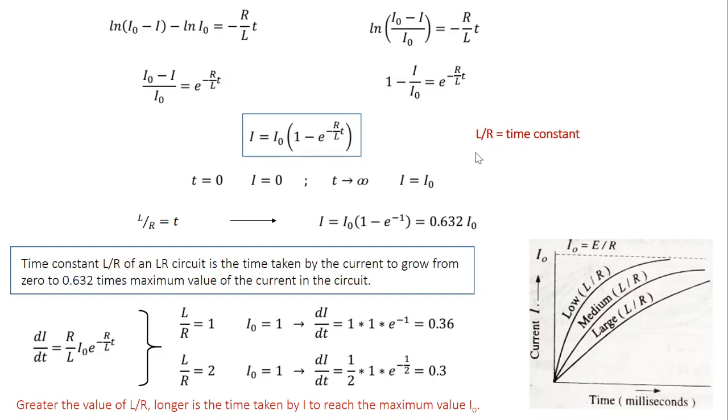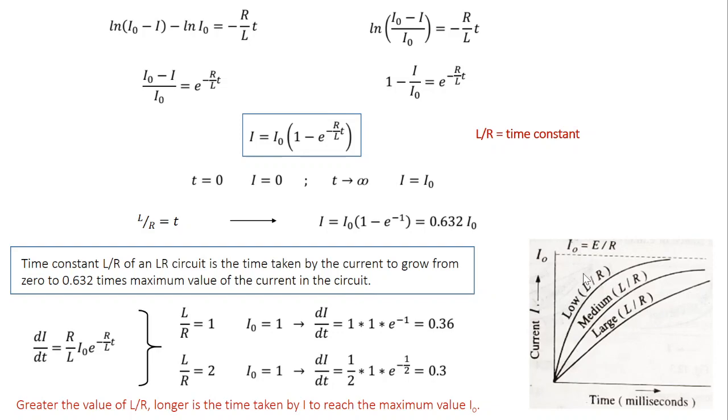Now, what's the meaning of the time constant L by R? Suppose you put L by R equal to time t. Now substitute in this equation. So I equal to I naught into 1 minus e to the power minus 1 by t into t. This is going to be e to the power minus 1, which is equal to 0.632 I naught. So you can define the time constant L by R of an LR circuit as the time taken by the current to grow from 0 to 0.632 times the maximum value of the current in the circuit.